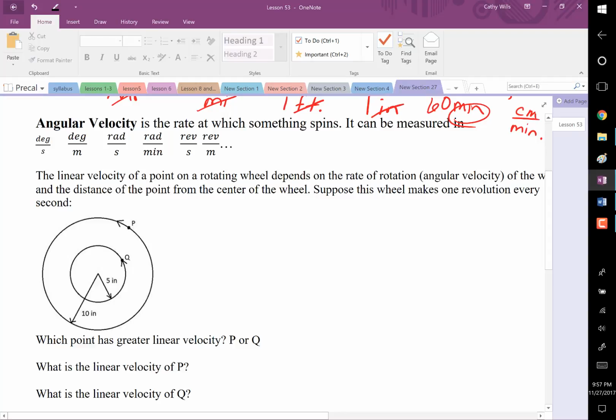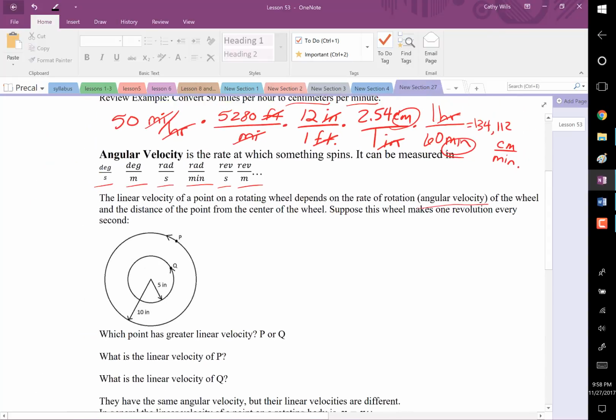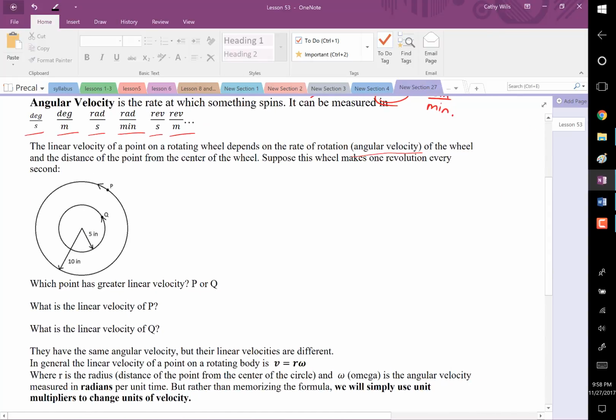All right, so angular velocity is the rate at which something spins. So it's measured in degrees per second, degrees per minute, radians per second, radians per minute, revolutions per second, revolutions per minute. Okay, it's the rate that something goes around and around and around. The linear velocity, which is the kind of velocity we usually talk about, miles per hour, centimeters per minute, whatever, that linear velocity of a point rotating on a wheel depends on the rate of rotation, that is angular velocity of the wheel, and it also depends on the distance of the point from the center of the wheel.